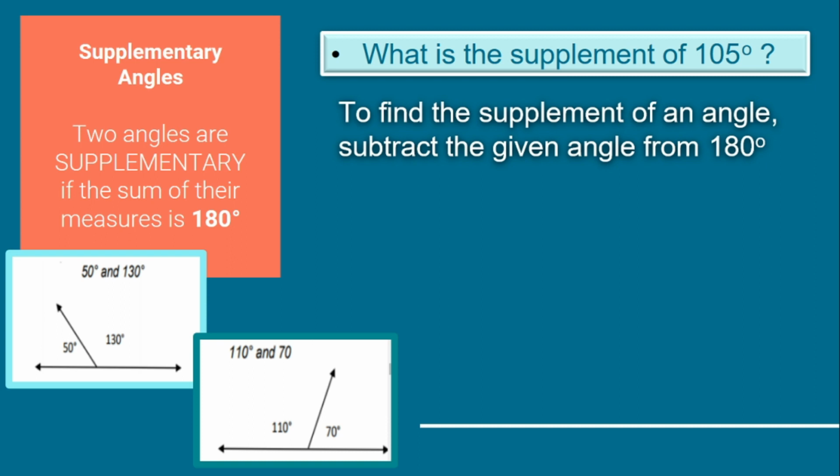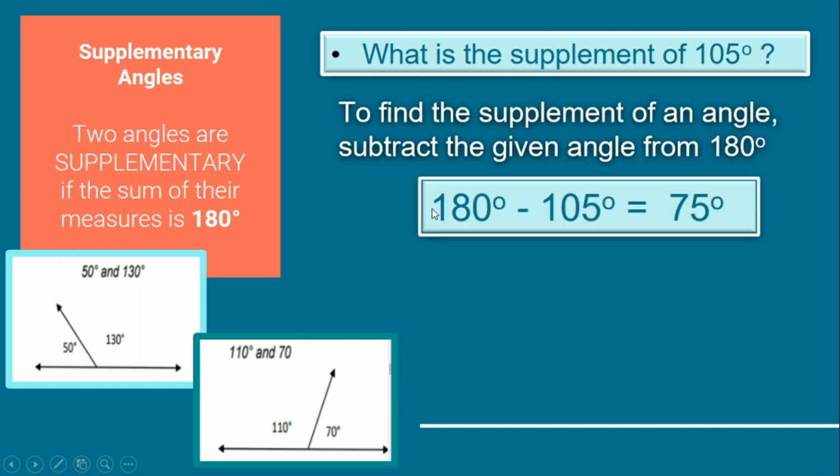To find the supplement of an angle, you just need to subtract the given angle from 180 degrees. So kanina, sa complement, subtract natin from 90. But this time, we're talking about the supplementary angles. We need to subtract the given angle from 180 degrees naman. So we have here 180 degrees, subtract 105 degrees yung given natin, and that will give us 75 degrees.